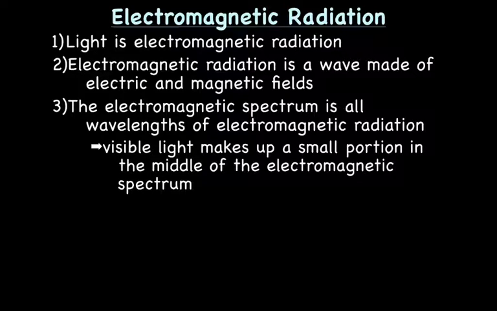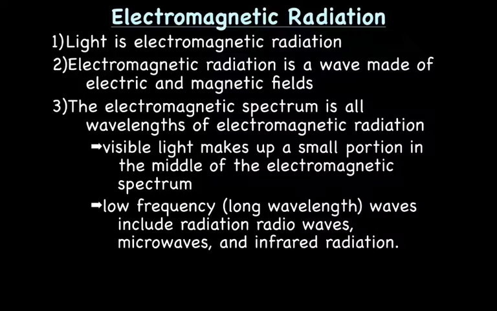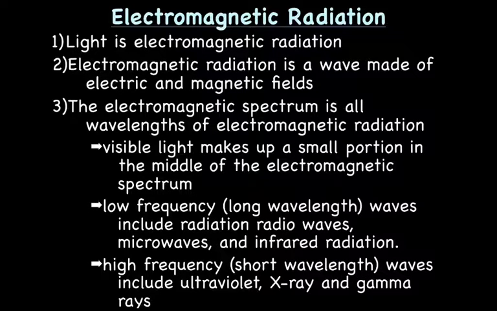Visible light, the stuff we can see, only makes up a small portion in the middle of the electromagnetic spectrum. Frequencies of light that are lower, with longer wavelengths than visible light, include radio waves, microwaves, and infrared radiation. Whereas high-frequency waves, with shorter wavelengths than visible light, include ultraviolet, X-ray, and gamma rays.